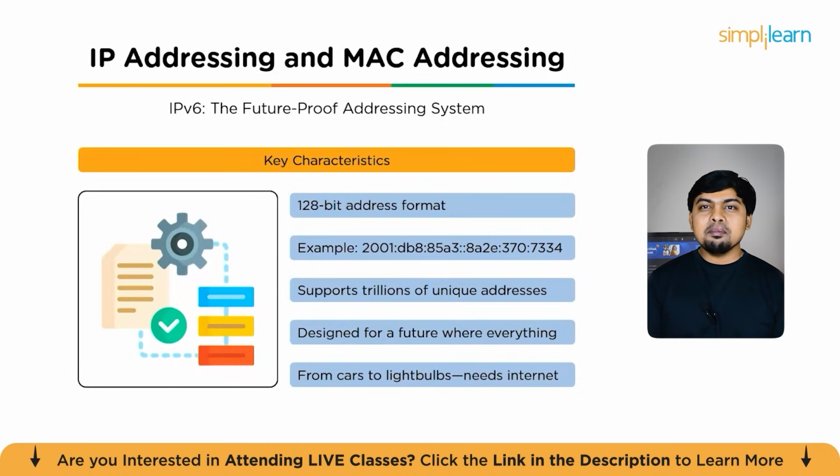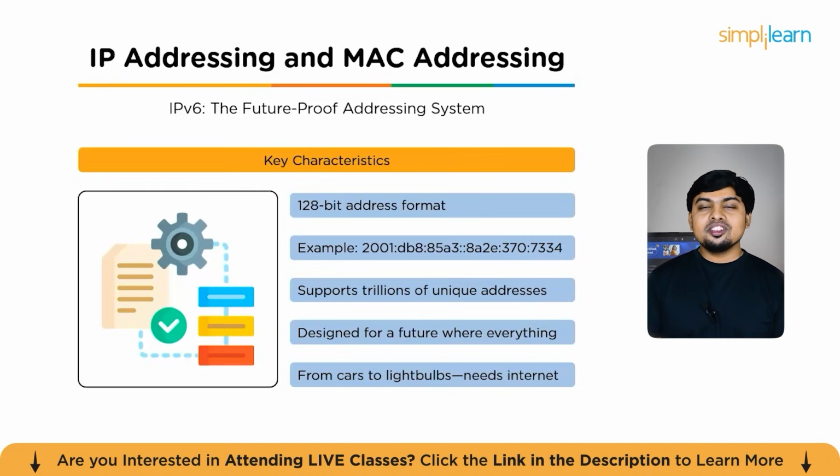To overcome IPv4 limitations, we transition to IPv6. Key characteristics: 128-bit address format. For example, 2001:DB8:85A3:8A2:370:7334. So it might be a little complex. I'll leave that on the screen so that you have a quick reference.